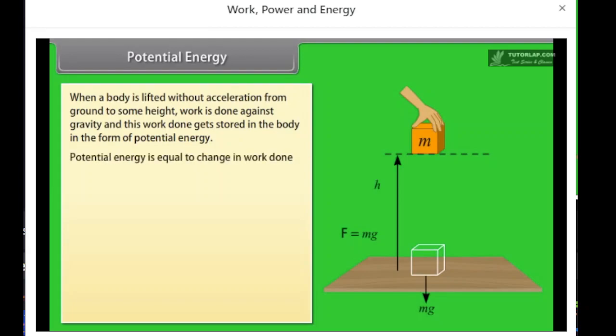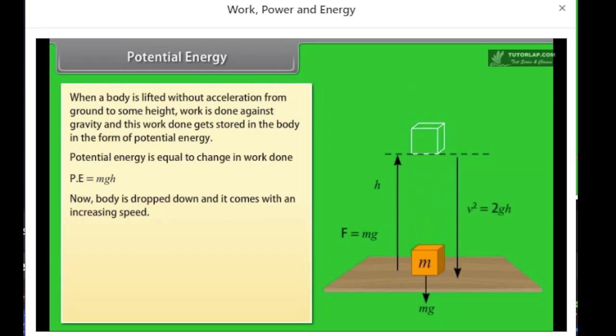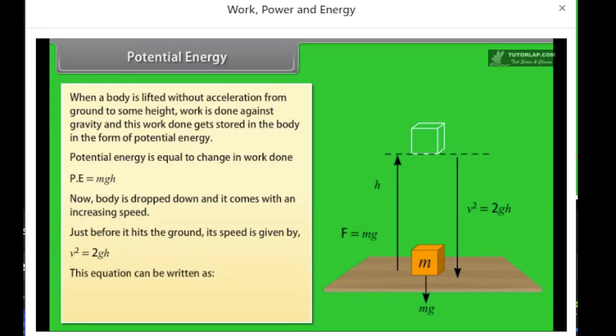Potential energy is equal to the work done. So, potential energy is equal to mgh. Now, if the body is dropped down, it comes down with an increasing speed. Just before it hits the ground, its speed is given by v square is equal to 2gh. This equation can be written as half mv square equals mgh.